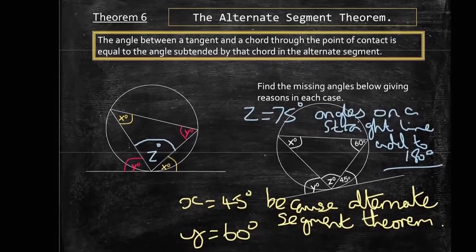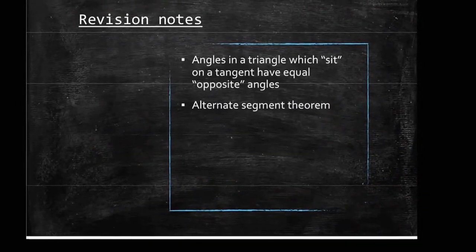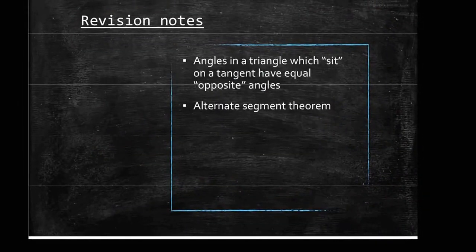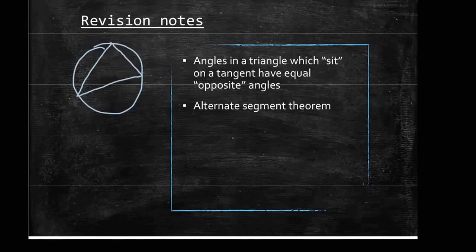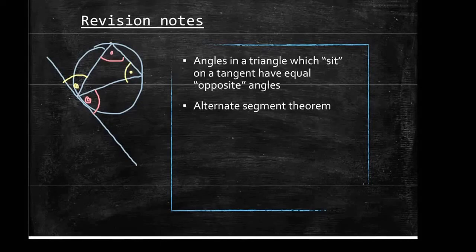Right, so the alternate segment theorem. What you're looking for with this is a circle with a triangle inside it, and the triangle is going to sit on some sort of tangent. If that's the case, then the angle here is going to be equal to the angle up here. The angle down here equals the angle up on this side, and the final angle is the shared one, which would make them add up to 180 degrees.